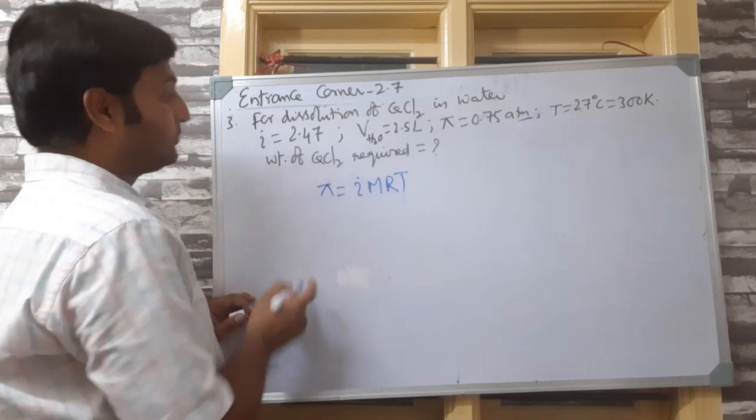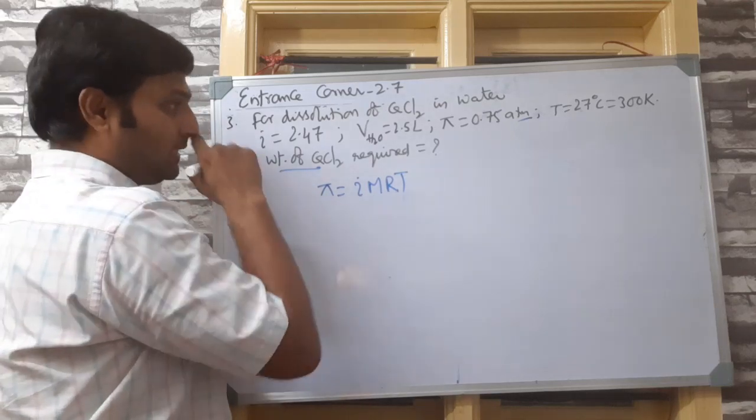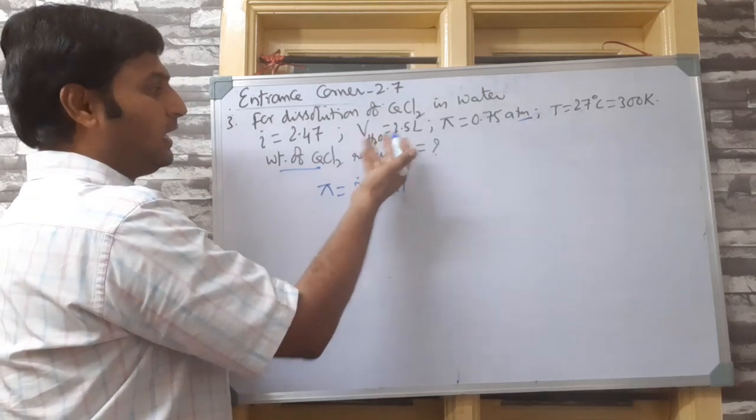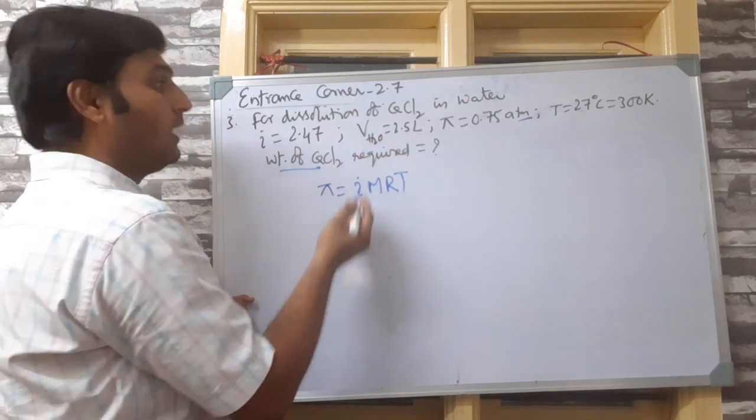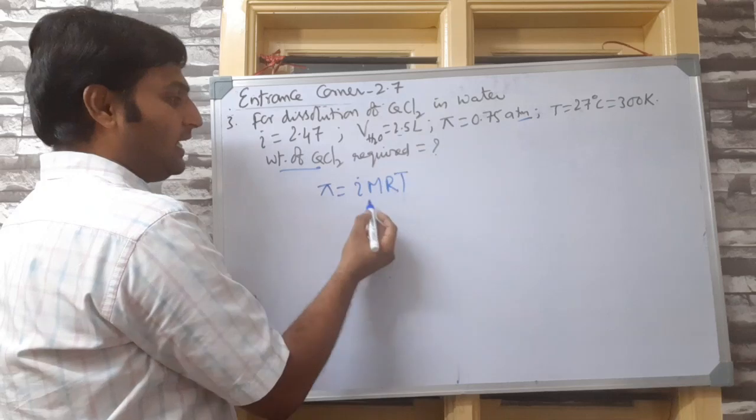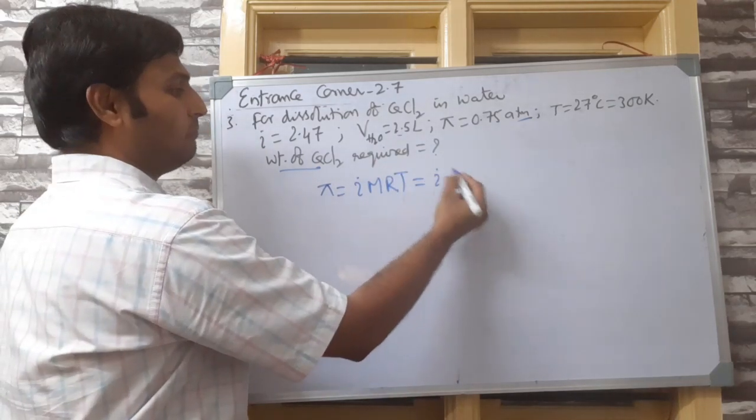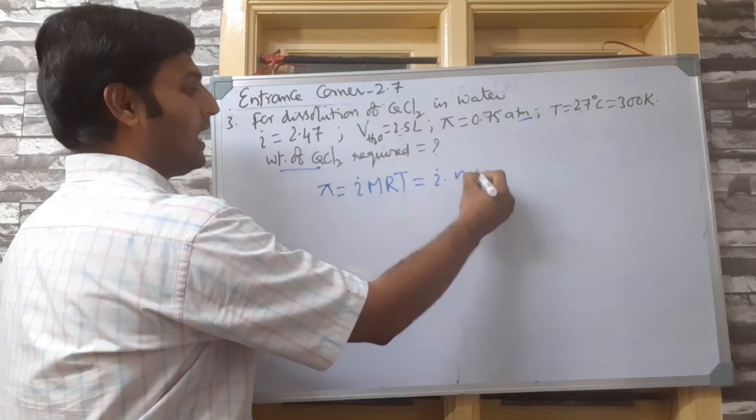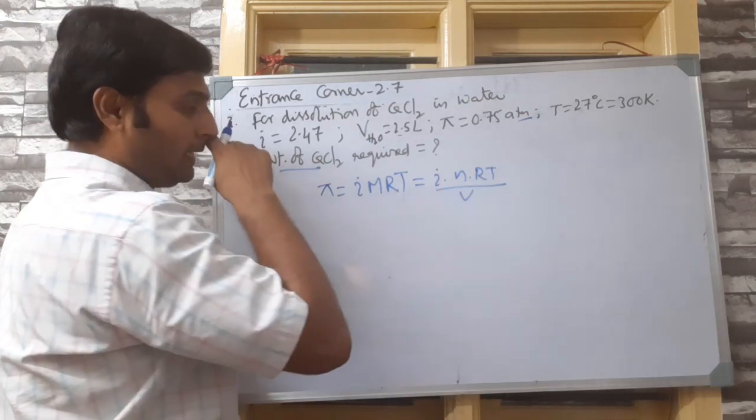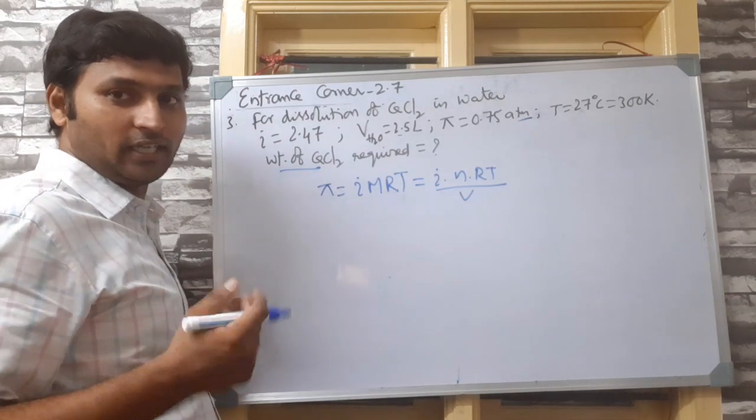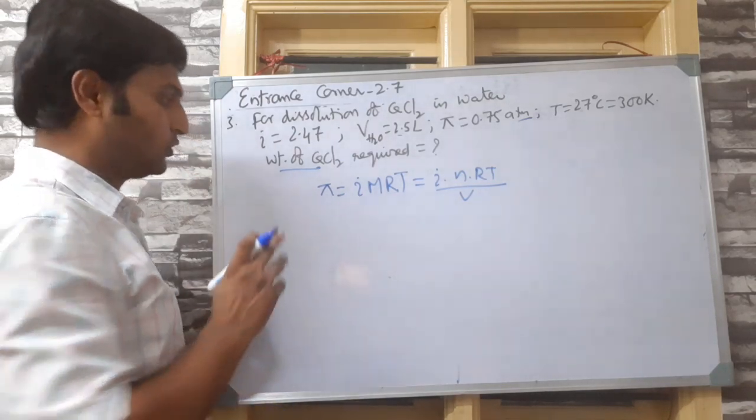Now, to get weight, I need concentration. So I need to find concentration, then finding volume is not an issue. Because the volume is already in liters, in the place of M, I can substitute i into nRT by V here itself. So that I'll get the number of moles. If I get the number of moles, finding weight is not a big deal. Correct?